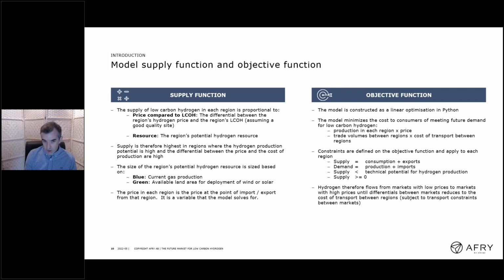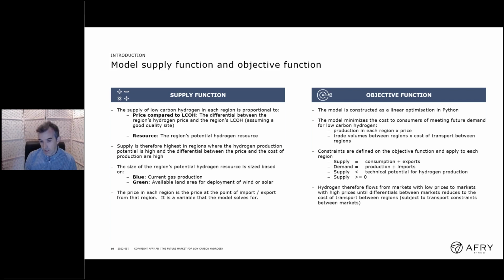The price in each region is a variable that the model solves for, and it is a part of the optimization function. This is a bit more technical. We'll have a technical moment in the presentation just on the right-hand side for those of you that are interested in these kinds of things. It's a linear optimization in Python.